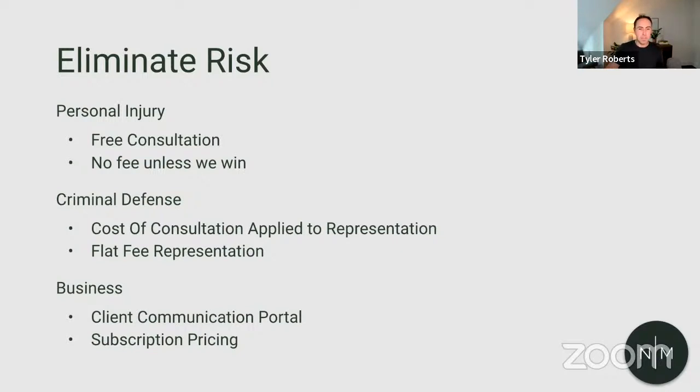And then in business, look to your process. Do you have a client communication portal? Do you use Slack where someone can get access to you throughout the week? Do you have subscription pricing instead of a retainer fee? That way people know exactly what to expect with their bill every single month. Flat fee representation also works really well with business. So just think about ways that you can reduce the risk to the client and explain exactly what it is that you do.